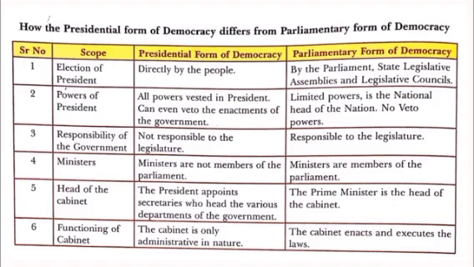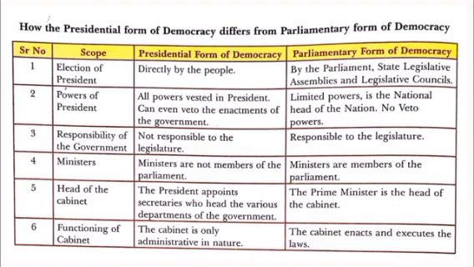Third one, responsibility of the government. In presidential form of democracy, not responsible to the legislature, whereas in parliamentary form of democracy, responsible to the legislature. Fourth one, ministers. In presidential form of democracy, ministers are not members of the parliament, whereas in parliamentary form of democracy, ministers are members of the parliament. Fifth point, head of the cabinet. In presidential form of democracy, the president appoints secretaries who head the various departments of the government, whereas in parliamentary form of democracy, the Prime Minister is the head of the cabinet.